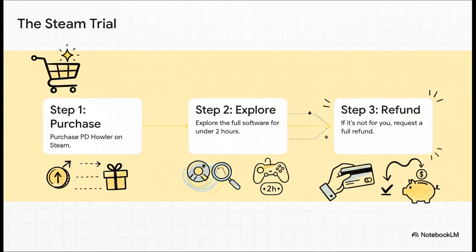Okay, so check out this brilliant little life hack. Because PD Howler is on Steam, you can actually use their fantastic refund policy as your own personal trial. It's so simple. Step 1, you buy the full software. Step 2, you have up to 2 hours to go wild. Explore everything, push all the buttons, try every single feature. And step 3, if you decide within that time that it's not for you, for any reason, you just request a full refund. It is the absolute perfect zero-risk way to make an informed choice.